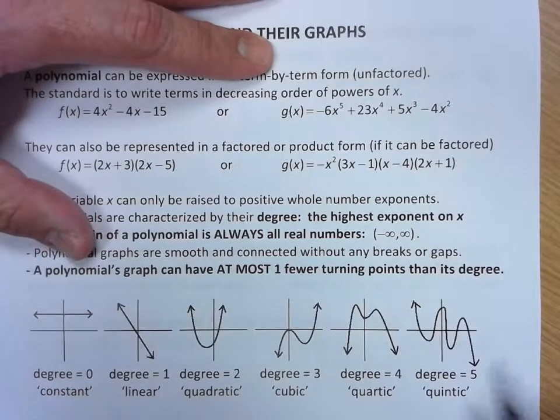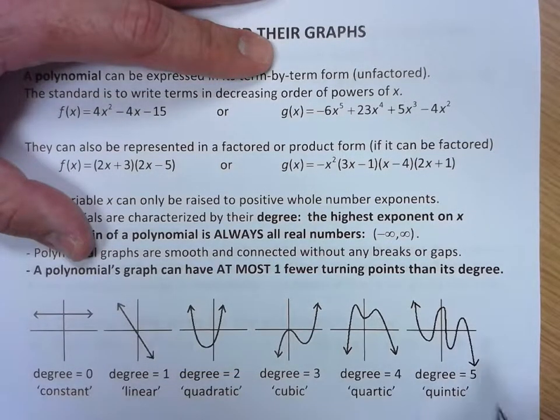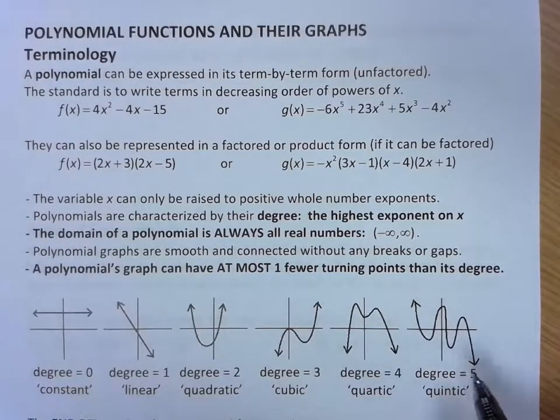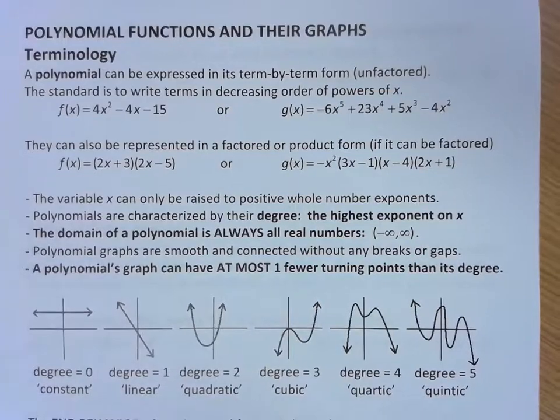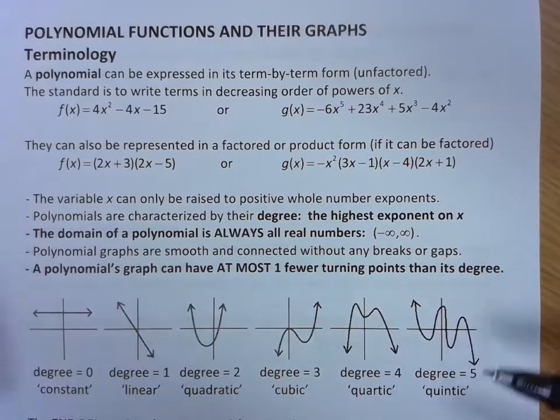So a polynomial of degree 5 can have at most 1, 2, 3, 4 turning points. Now it may not have all 4 of them, but if it has all the turning points it could, it's going to be one fewer than what its actual degree is. Okay, so that's one thing to keep in mind as you're building toward a better knowledge of polynomial graphs.